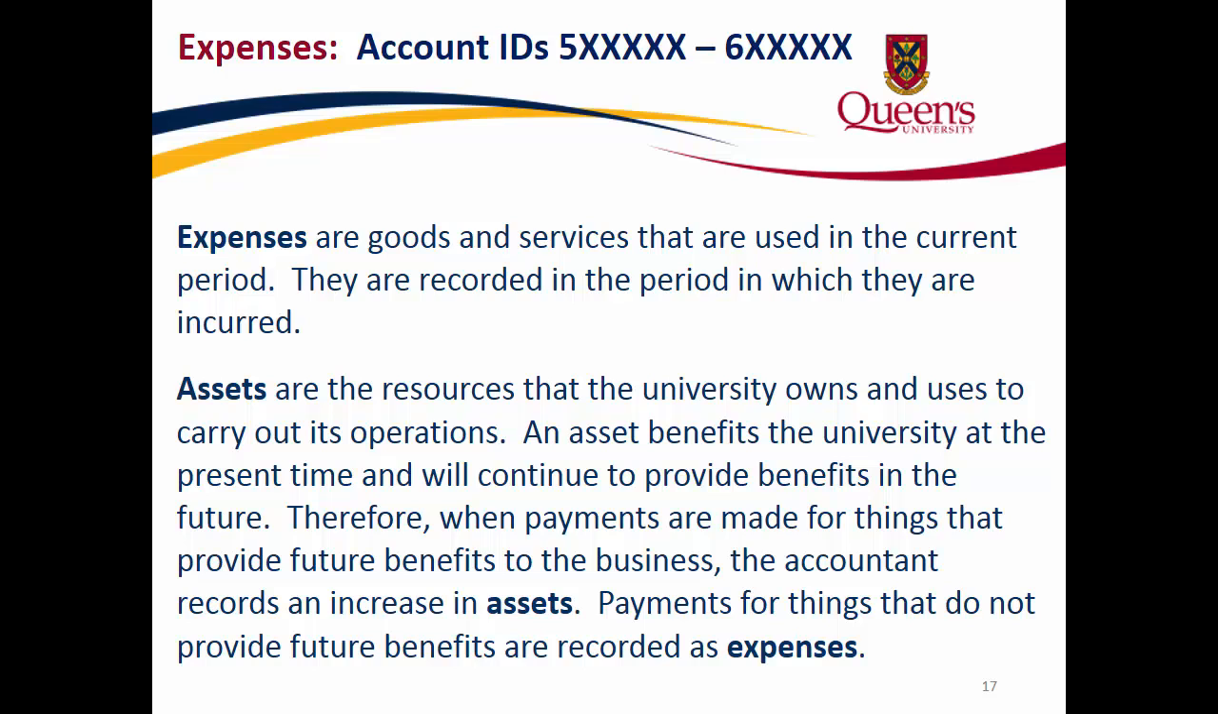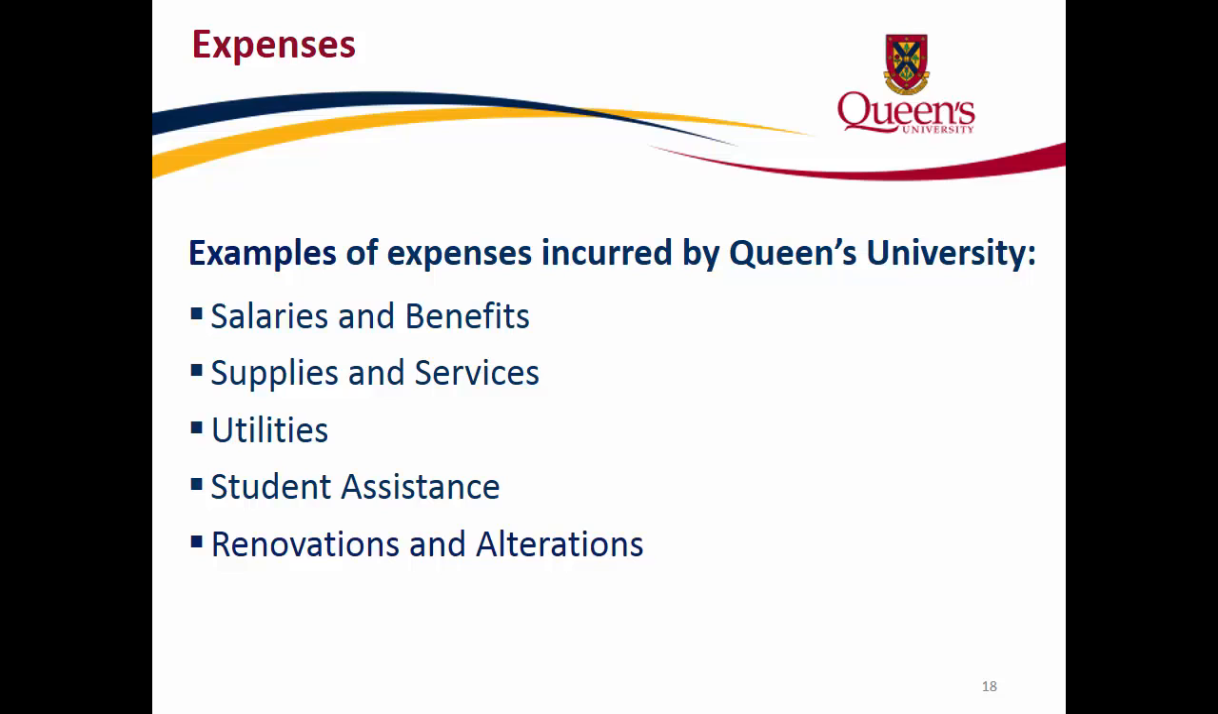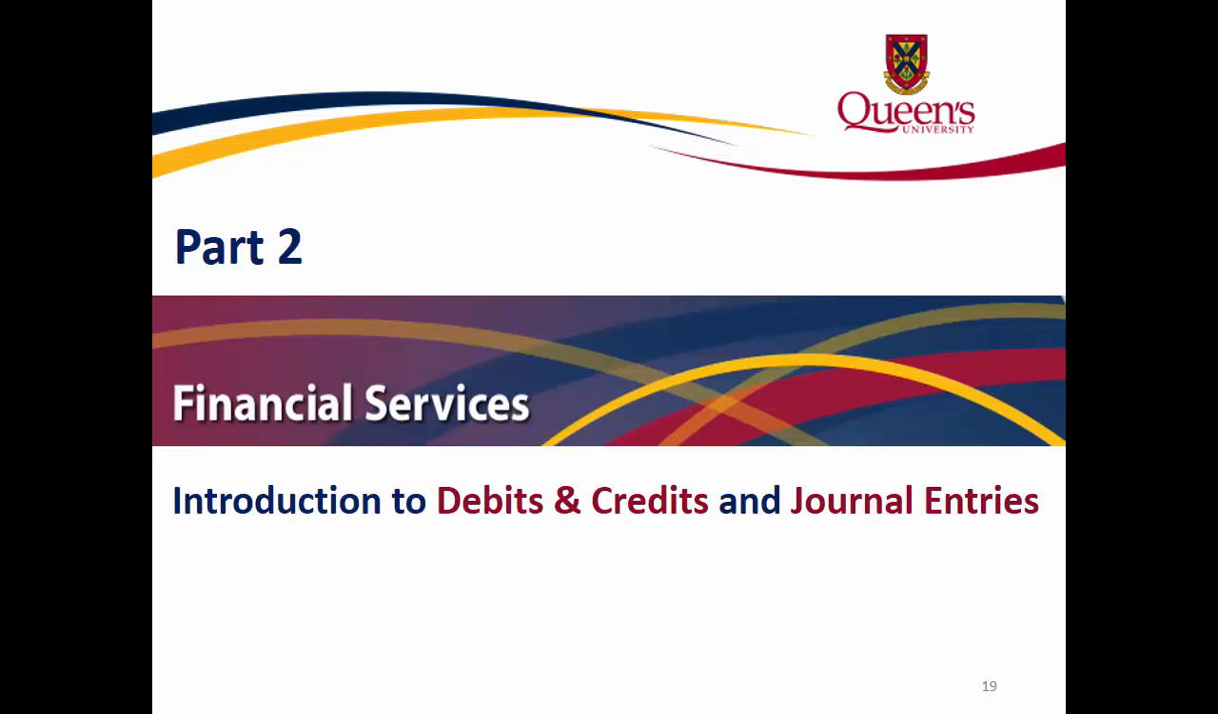Assets are the resources that the university owns and uses to carry out its operations. An asset benefits the university at the present time and will continue to provide benefits in the future. Therefore, when payments are made for things that provide future benefits to the business, the accountant records an increase in assets. Payments for things that do not provide future benefits are recorded as expenses. Examples of expenses incurred by Queen's University include salaries and benefits, supplies and services, utilities, student assistance, renovations and alterations.